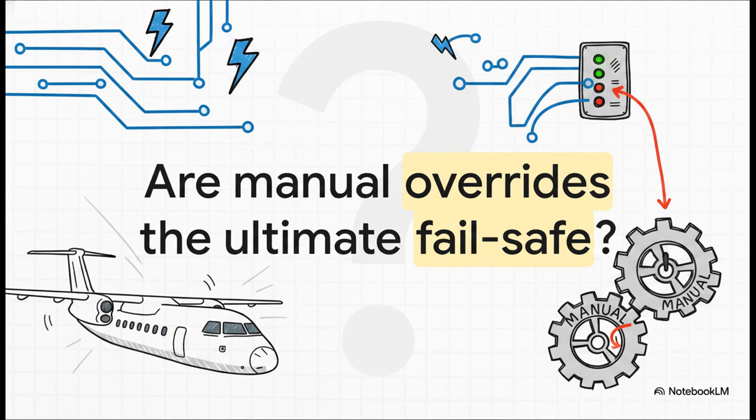Are manual overrides becoming a thing of the past? Or are they the ultimate failsafe? It's something every aviator really needs to consider.